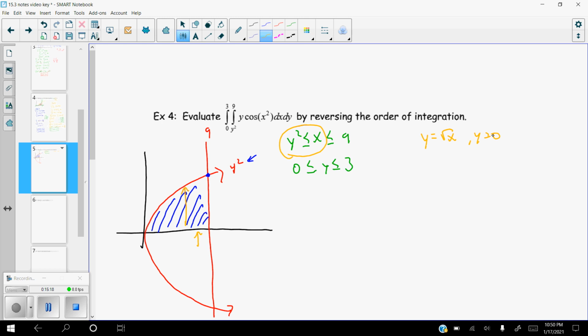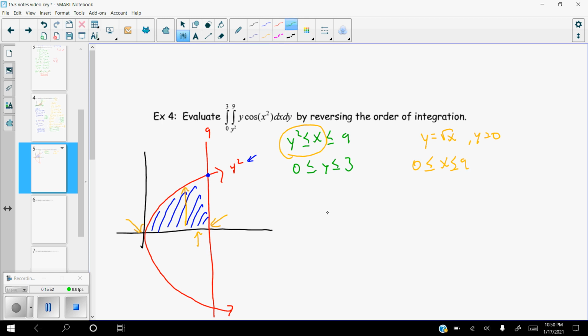And then x is going to go now from constant to constant, which is going to go from here to here. So 0 to 9. So x is going to vary, oops, that should not be a 0 there, it should be an x, from 0 to 9. So now we can actually write this as our type 1 now, and reverse the order of integration.